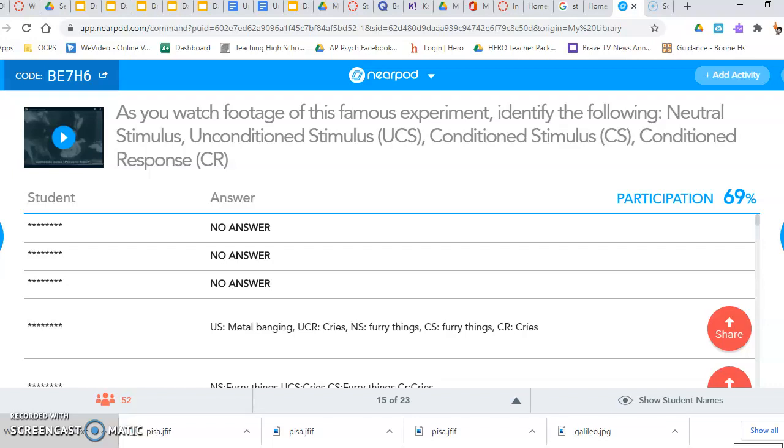Later, he'd use all kinds of other furry animals. He'd put on a bunny face mask so that he conditioned Little Albert to be afraid of anything furry. And so this is kind of the essence of behaviorism.